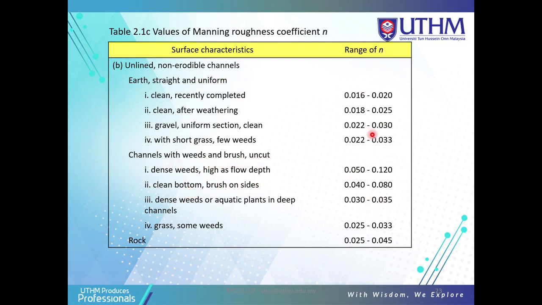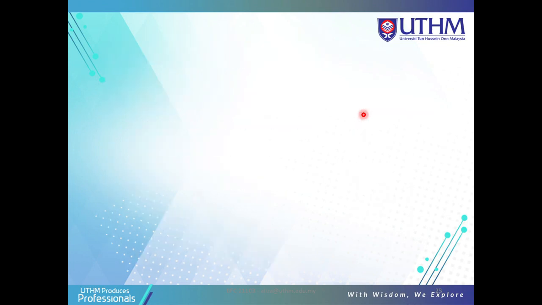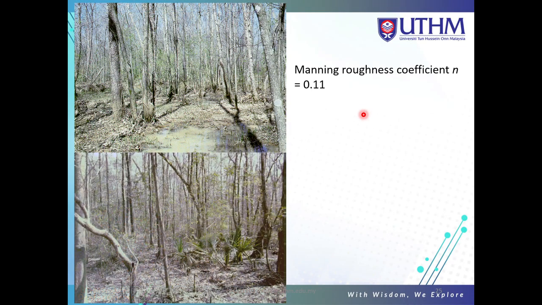So for the calculations in your questions, the n is always given in the text. If n is not given, you must refer to this table to get the Manning roughness coefficient. Don't worry, the value of n is always given in your final or in your test. So that's the table of Manning roughness.